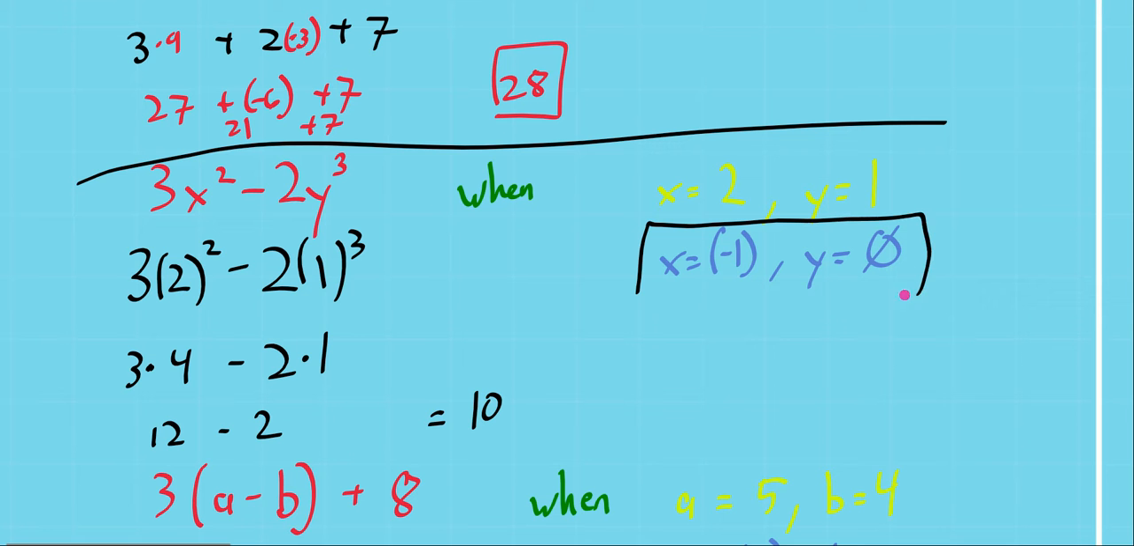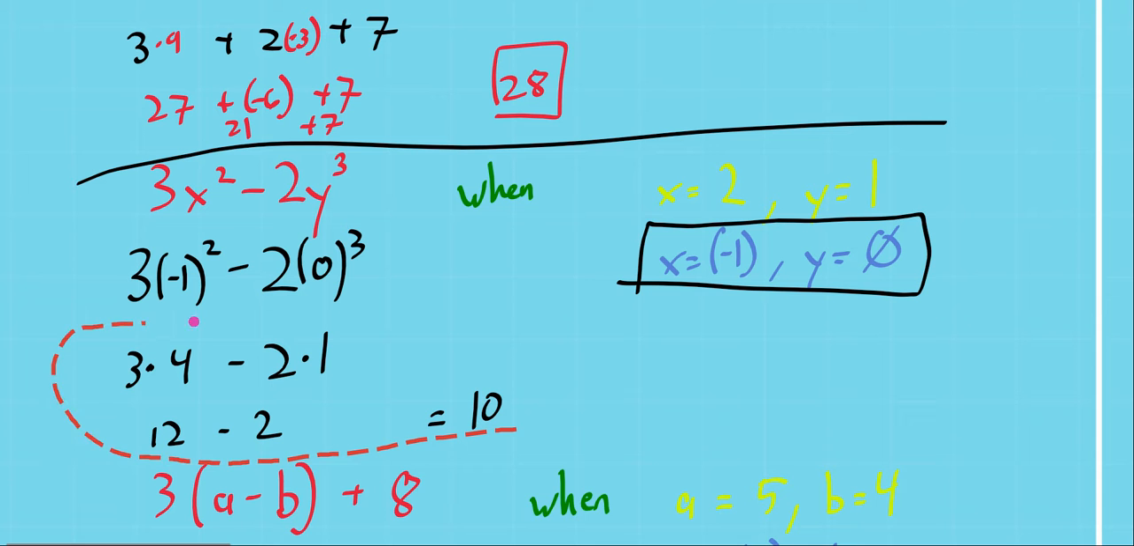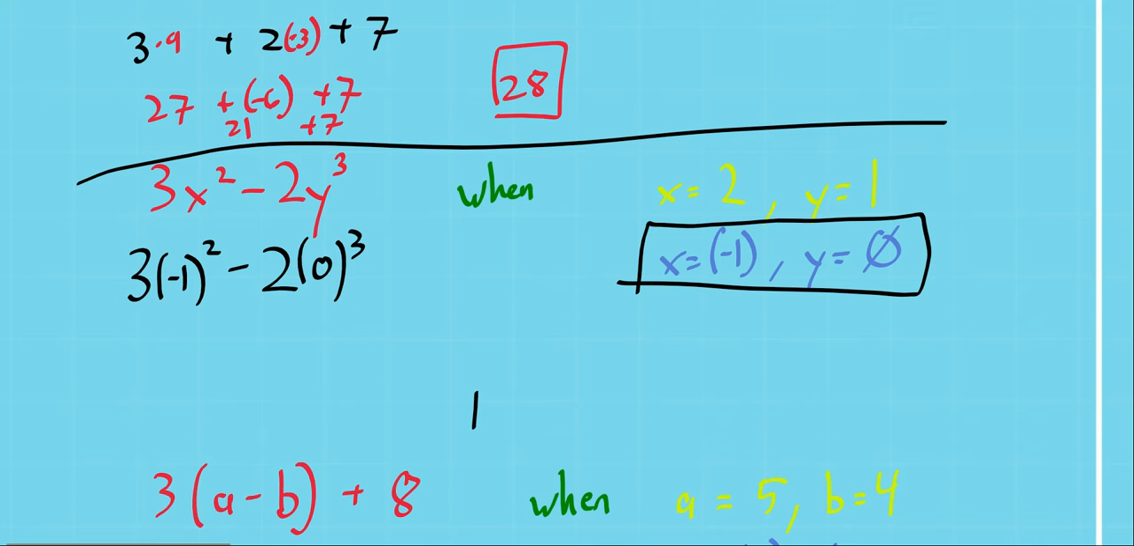If we do this one now, where x is negative 1 and y is 0, all we do is where there was an x, we'll put in a negative 1. And where there was a y, we'll put in a 0. So that's going to change everything below. But it doesn't make it any harder. So we'll do our exponent here, negative 1 squared. Negative 1 times negative 1 is positive 1. 0 cubed is, let me check, 0 times 0 times 0, that's still going to be 0. 3 times 1 is 3, 2 times 0 is 0, 3 minus 0 is 3.